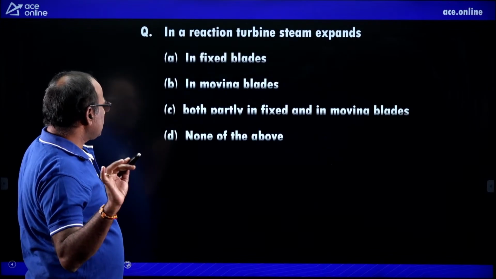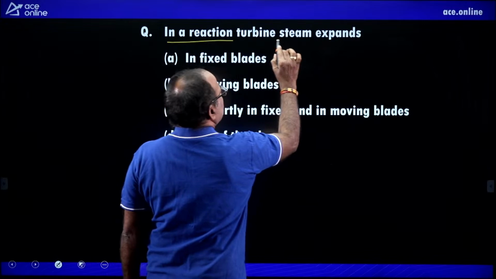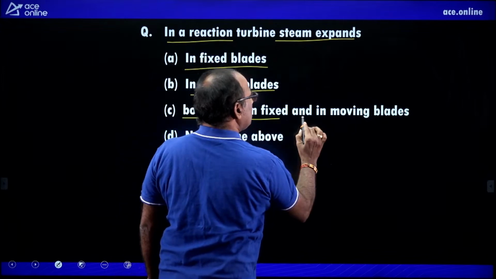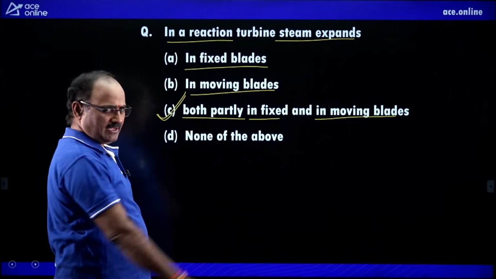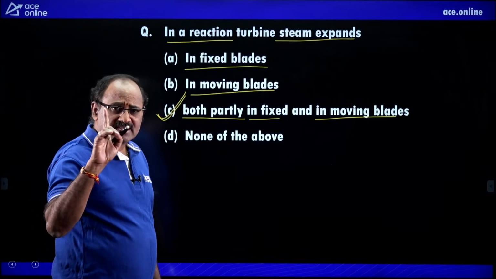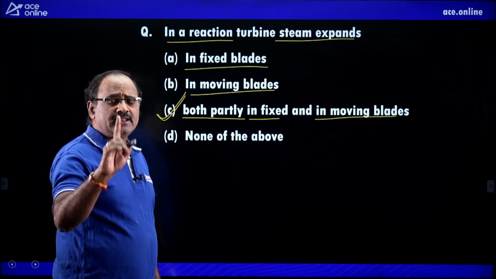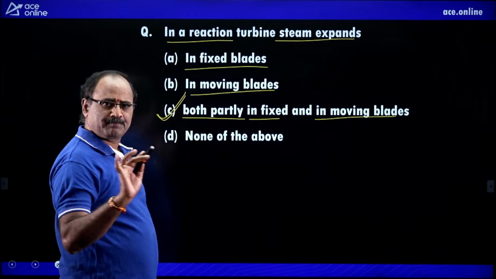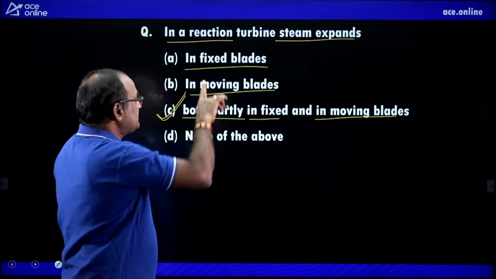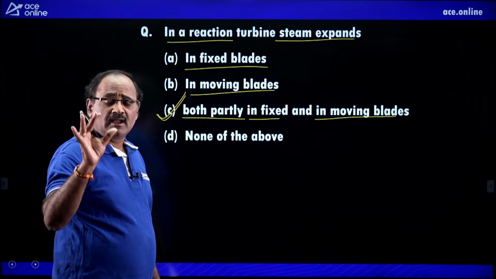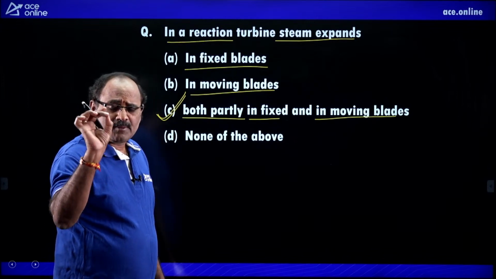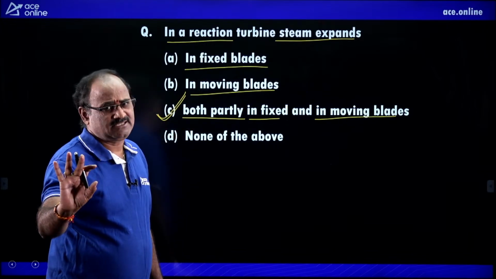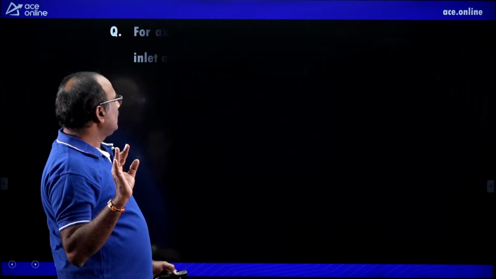Look at the next question. It is asked like this. In a reaction turbine, steam expands in fixed blades, moving blades, both partly in fixed and moving blades. Option C is absolutely correct. Because the reaction turbine blades are arranged such that the pressure drops continuously while it is expanding over both fixed blades and movable blades. Therefore, option C is correct. But for the impulse turbine, the blades are arranged such that the pressure of the flow remains constant while it is flowing in the fixed blade region and the movable blade region. Okay? Similarly, look at the next question.